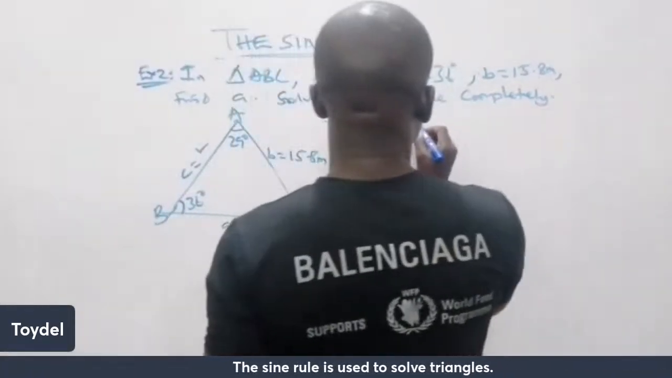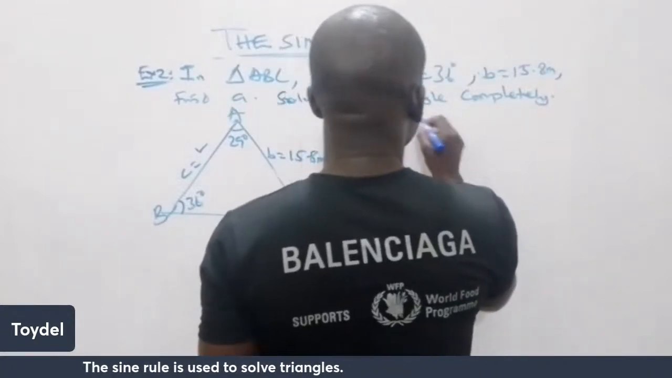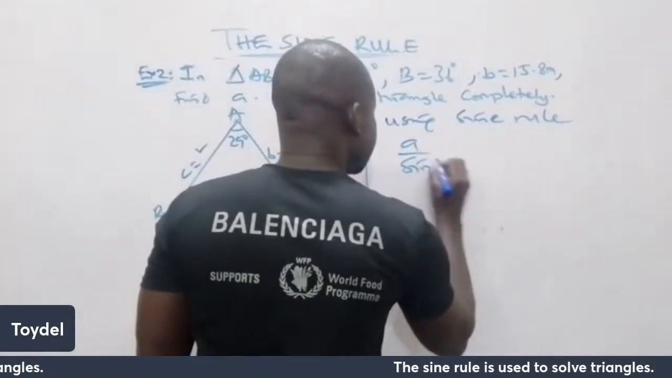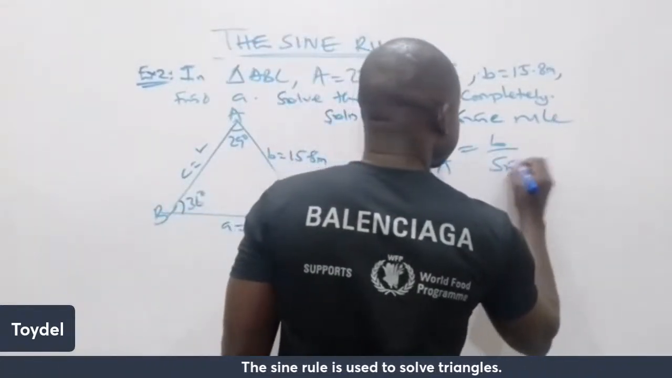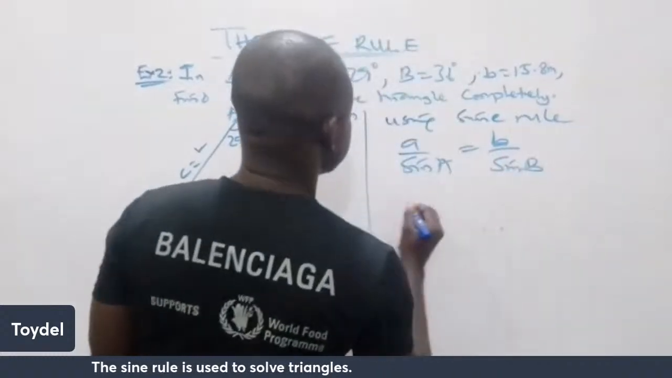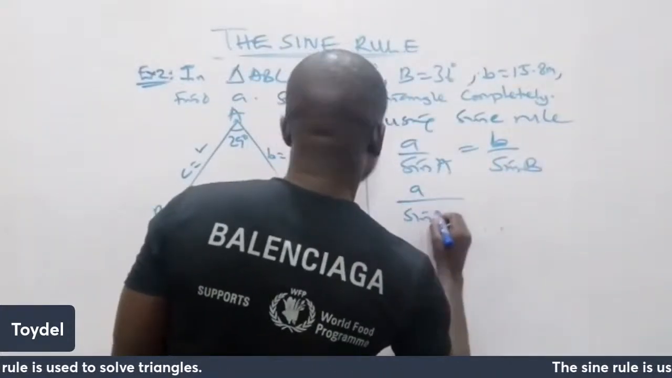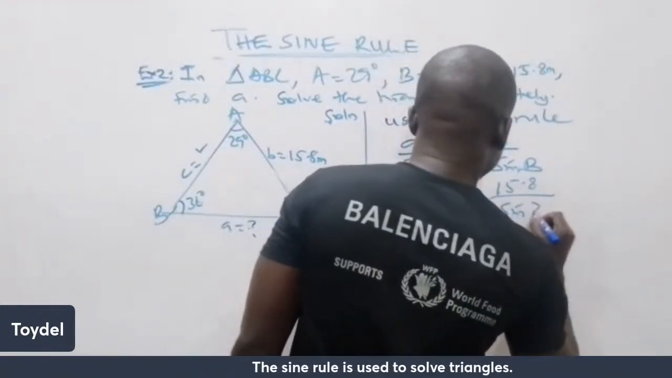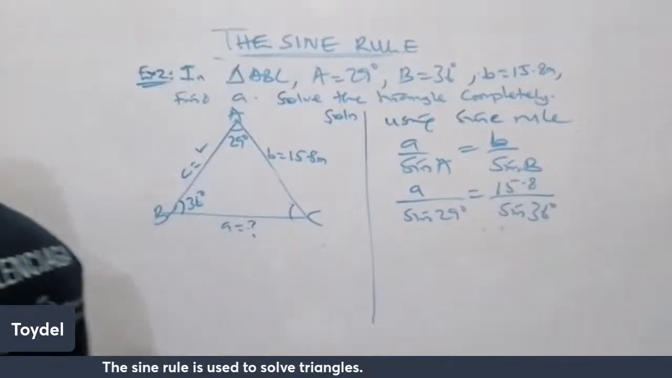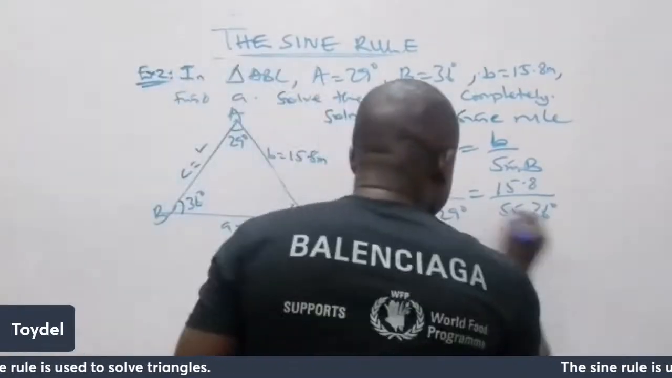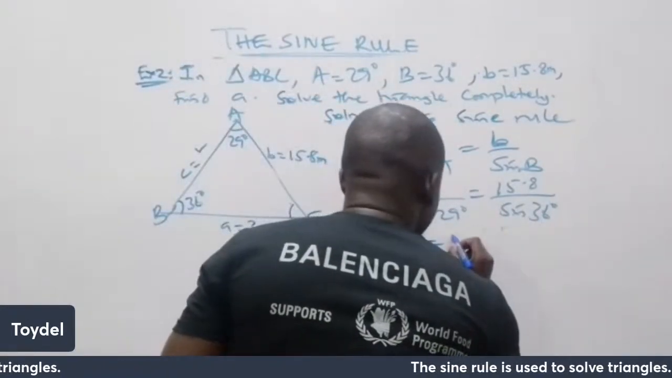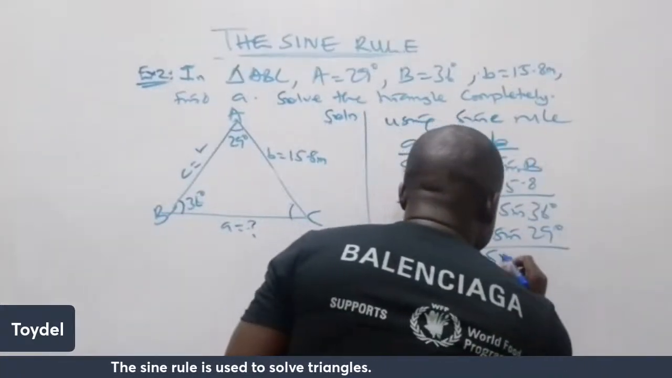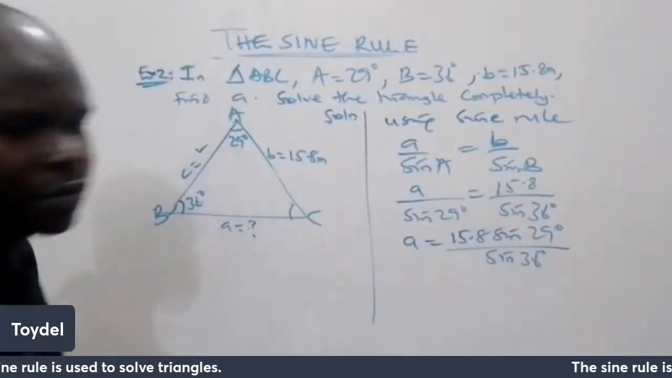So from there now we say using sine rule. You say a all over sine A is equal to b all over sine B. Okay, what is a? That's the unknown. All over sine A is sine 29 degrees. It's equal to b, 15.8, all over sine 36 degrees. That's what you are going to get. Then if you cross multiply, we have a to be equal to 15.8 sine 29 degrees all over sine 36 degrees.